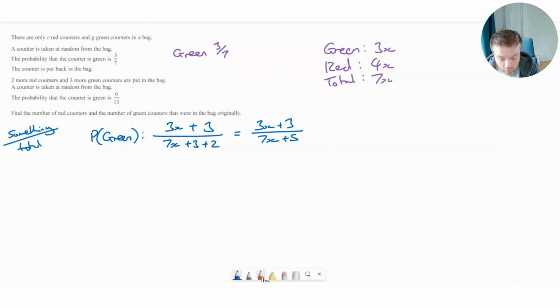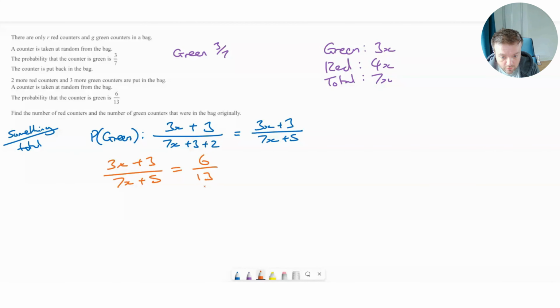Next thing we've got to do, the probability the counter is green is 6 over 13. So what we can say is, well, that means that they're going to be equivalent. They're going to be equal to each other. So we're going to write that out. It's going to have (3x plus 3) over (7x plus 5) equals 6 over 13.